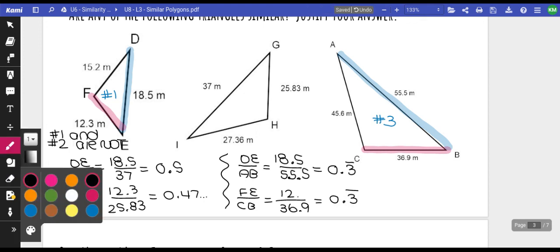So if it's the same, what did you just prove? Which 2 are similar? 1 and 3. So number 1 and number 3 are similar.